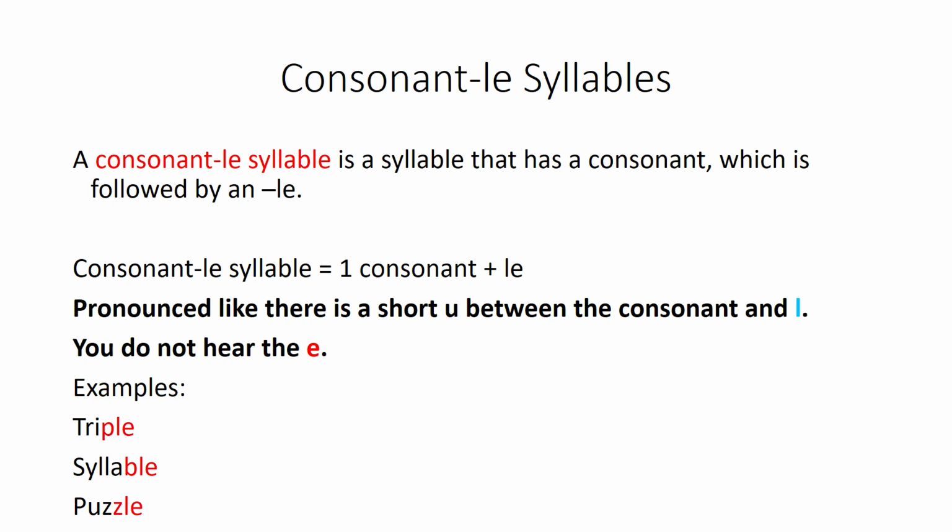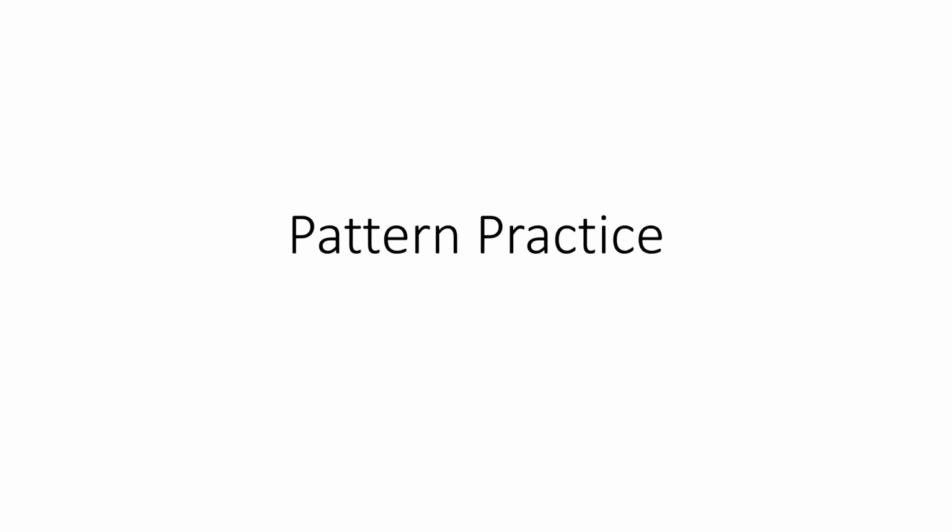The consonant-le syllables are the ones highlighted in red. And notice how you don't hear the E, but it's as if there's a U between the consonant and the L. So triple, syllable, puzzle. See? So let's practice with the pattern.